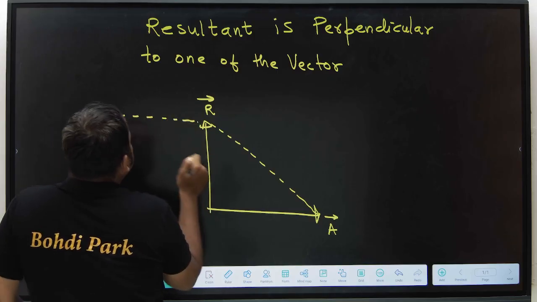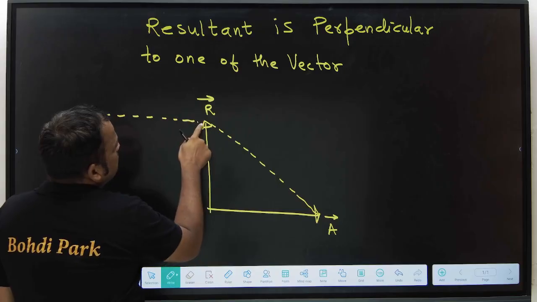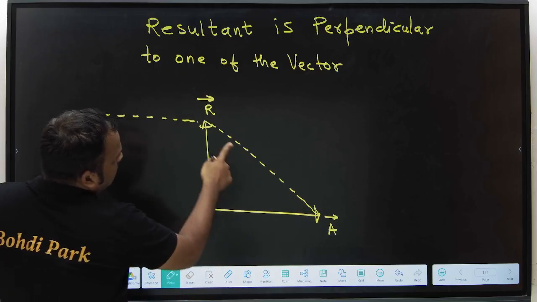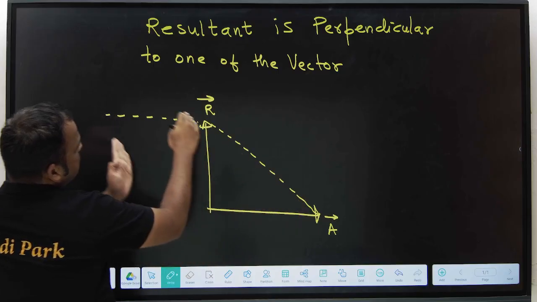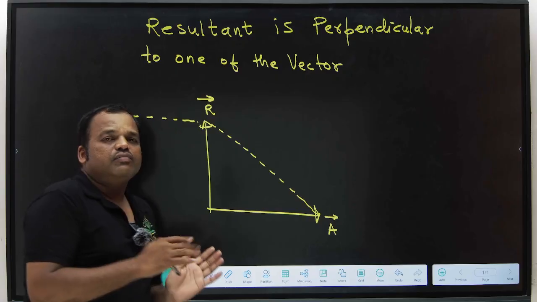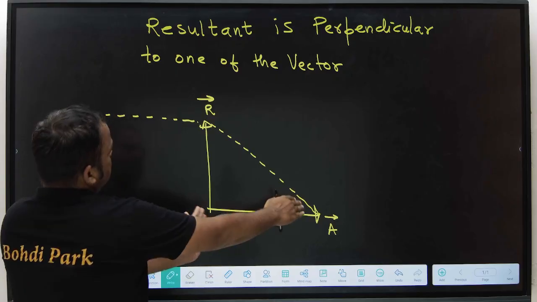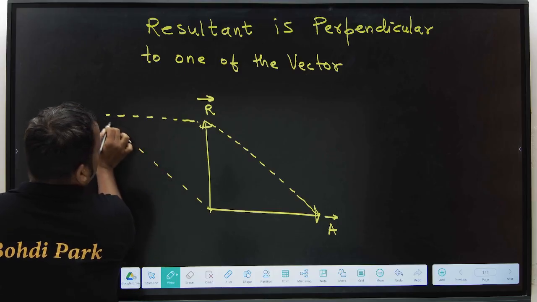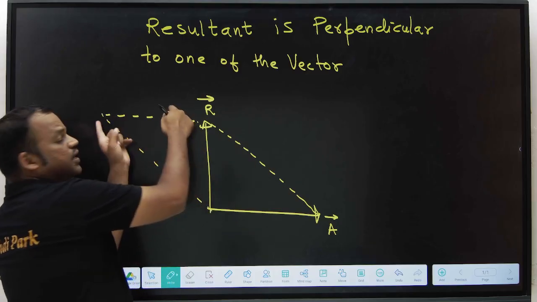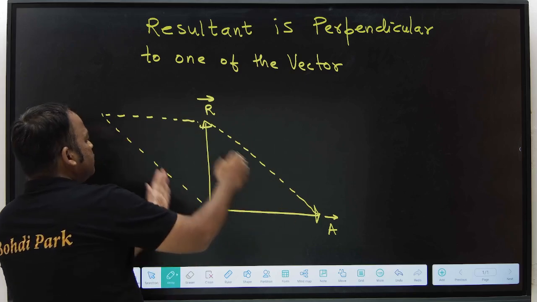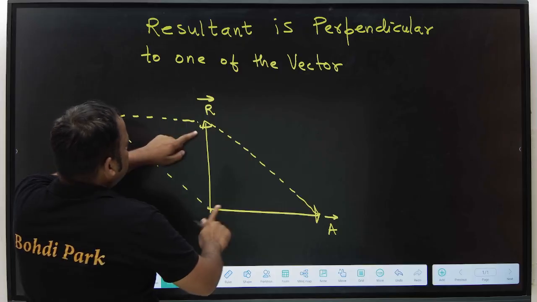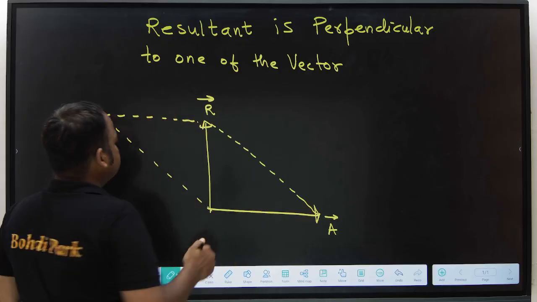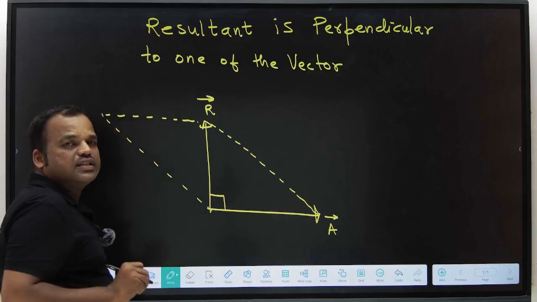So draw one line parallel to A vector and join the head of R vector with A vector. Then this is the line, and now draw one line parallel to this line, because in a parallelogram we have opposite sides equal and parallel. So one line I'm drawing like this. Now these two sides are opposite to each other and also they are equal. Similarly, these two lines are equal and they are parallel. So we have this angle as 90 degrees.